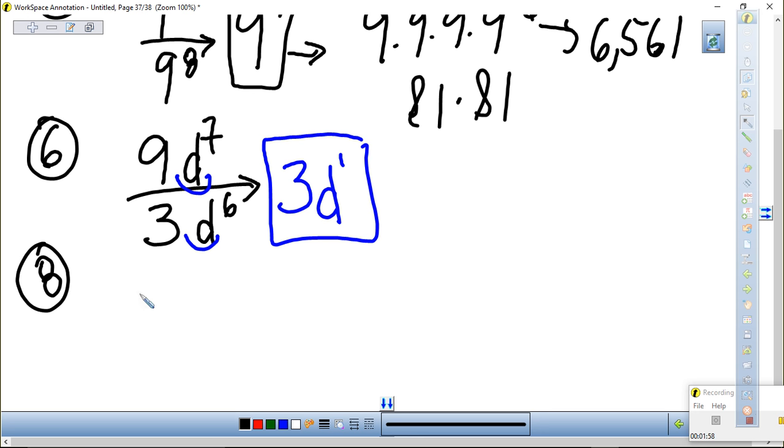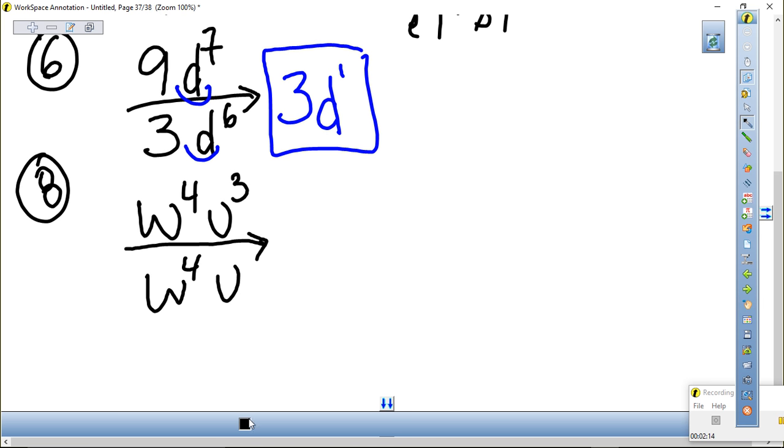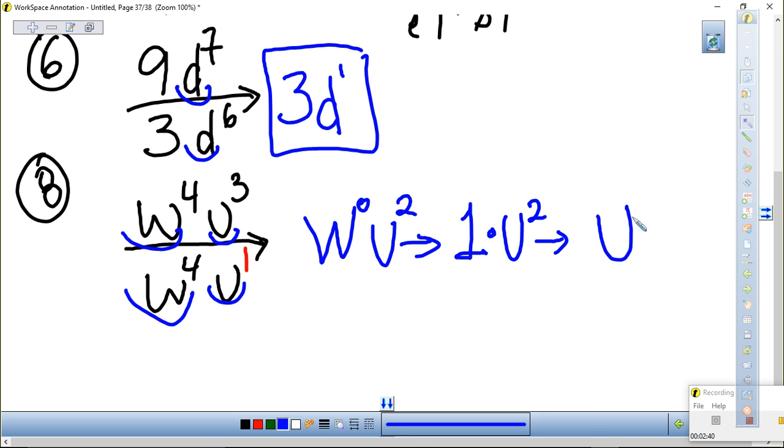Let's go to number 8. Number 8, we got w to the 4th, u to the 3rd, divided by w to the 4th, u to the first exponent. It doesn't show it, but the first thing we should do is what? Put a 1 right there, yes? All right, here we go. Are these the same bases? Yes. So therefore, 4 minus 4 is 0. Same bases? Yes. 3 minus 1, that is 2. What is w to the 0, everyone? 1 times u to the 2nd. So what is 1 times u to the 2nd? u to the 2nd.